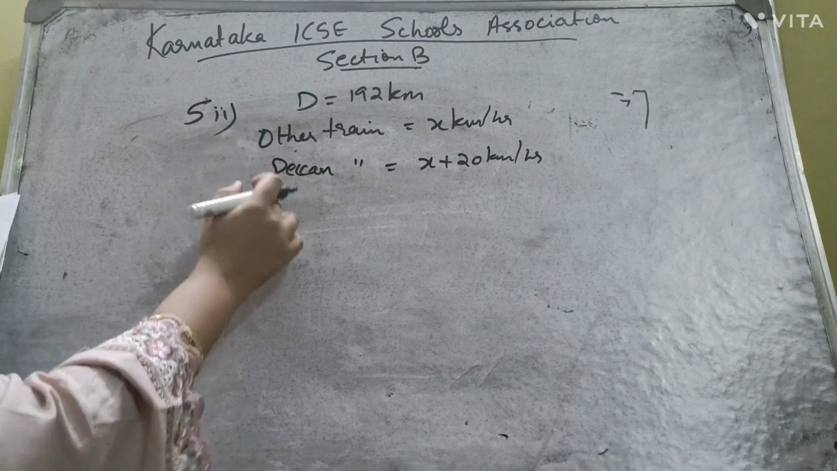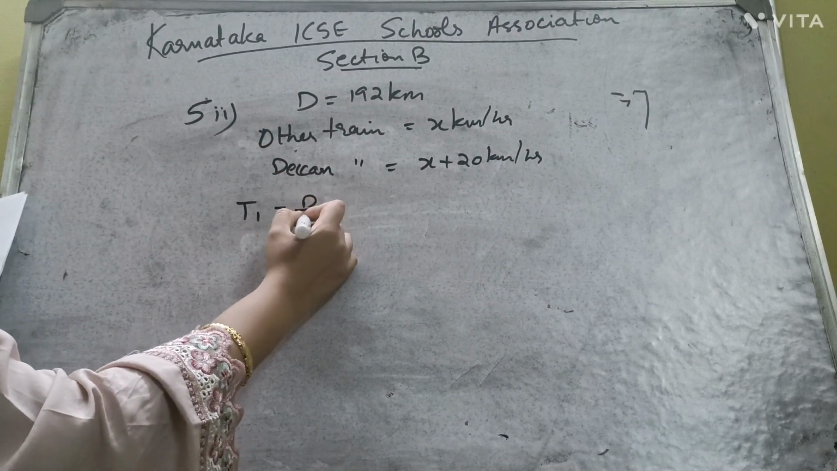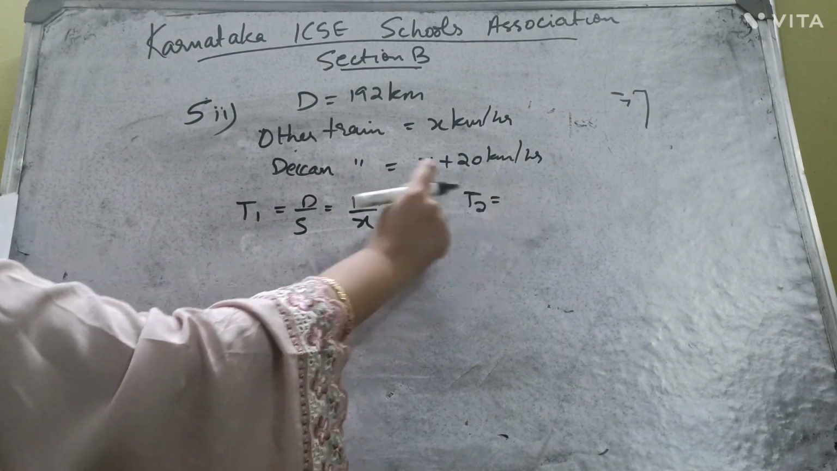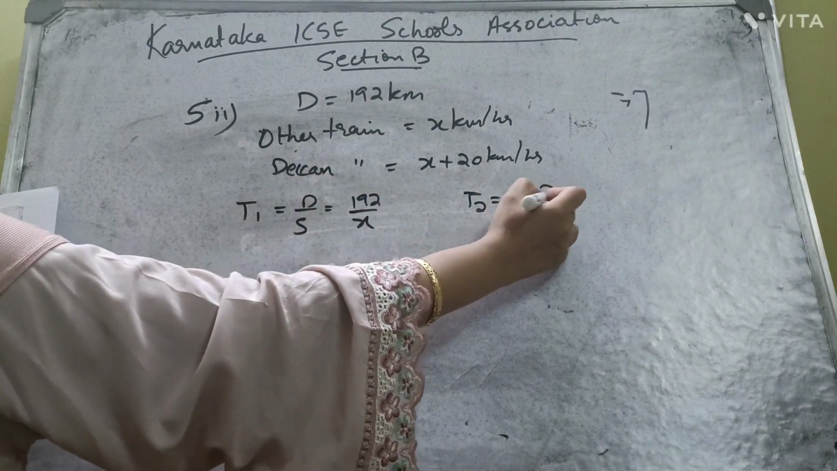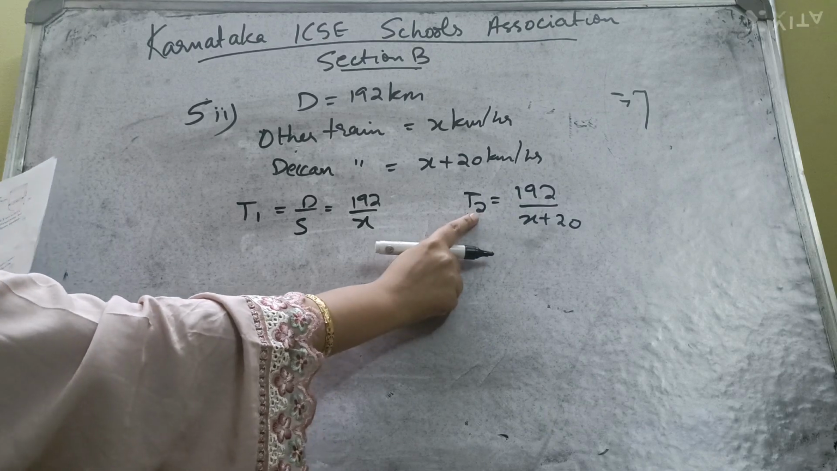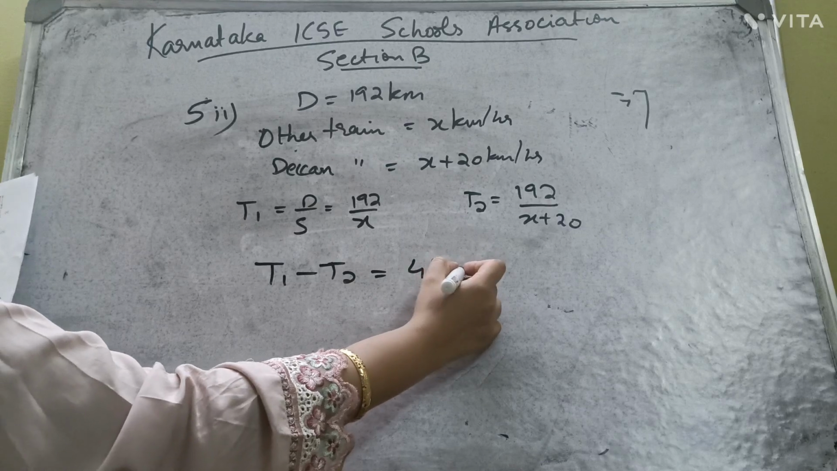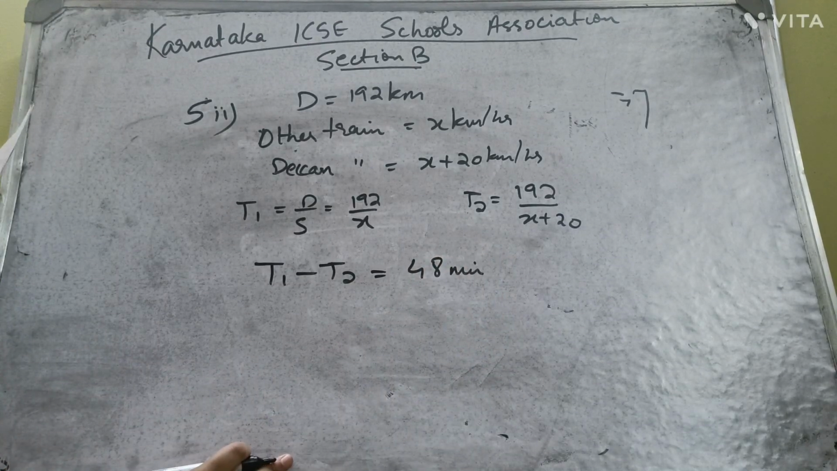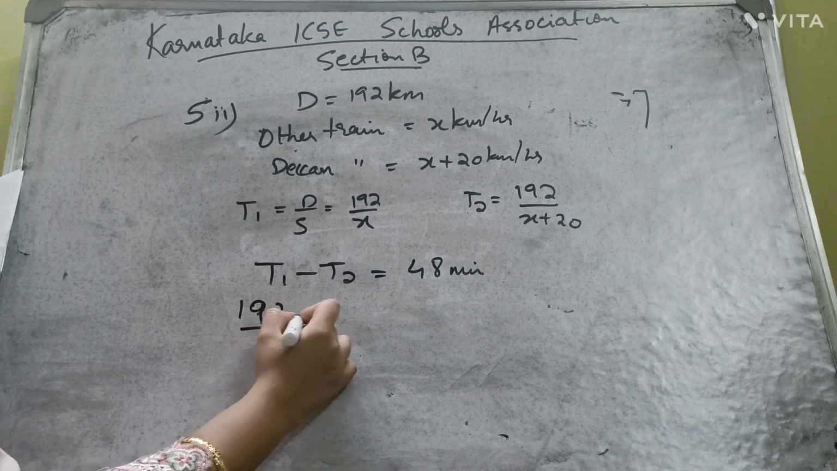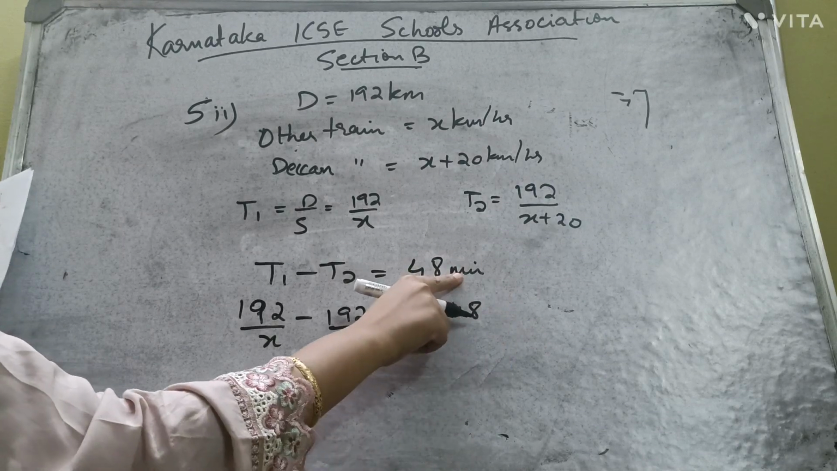To find out the time for both the trains, so T1 is the time for the first train, so time is equal to distance upon speed, which is 192 by x. Time 2 for the Deccan train, 192 by x plus 20. So this is reaching faster, so time will be less. Therefore T1 minus T2, it's given as 48 minutes. So the train reaches 48 minutes earlier. So substitute the values. 192 by x minus 192 by x plus 20 is equal to 48.